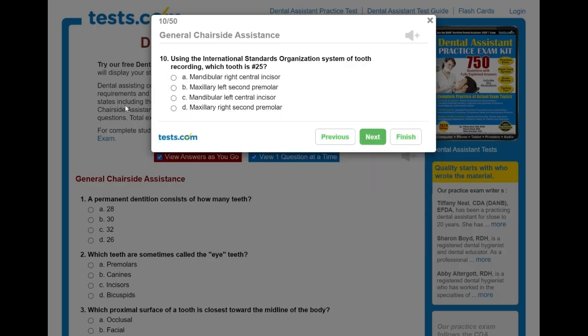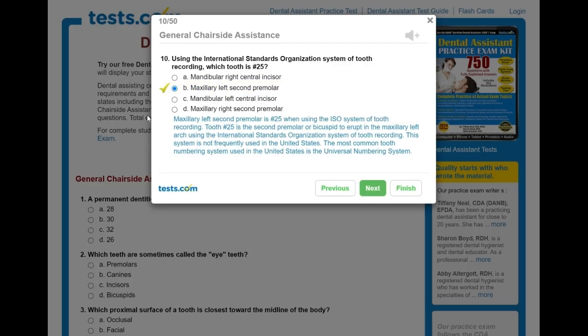Question 10. Using the International Standards Organization system of tooth recording, which tooth is number 25? A. Mandibular right central incisor. B. Maxillary left second premolar. C. Mandibular left central incisor. D. Maxillary right second premolar.